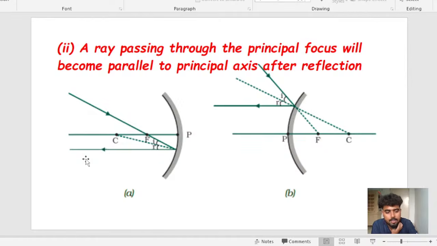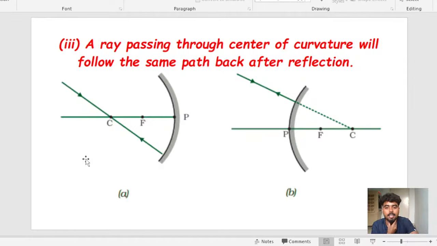Okay. Now please listen here. We are moving to the third ray diagram. This is very simple. A ray passing through the center of curvature directly strikes the reflecting surface of the mirror, and then it comes back through the same path. This arrow mark represents the incident light falling on the mirror, and this arrow mark represents the reflected light coming from the mirror. After the reflection, it comes back through the same path. Okay, this is the third rule.